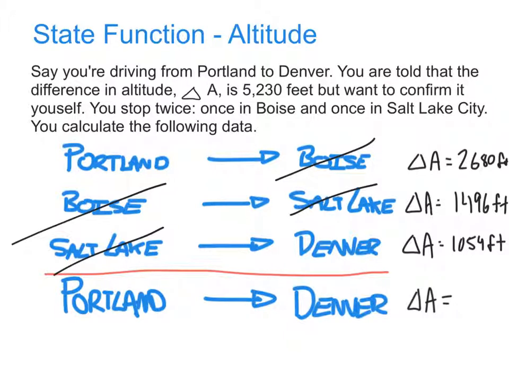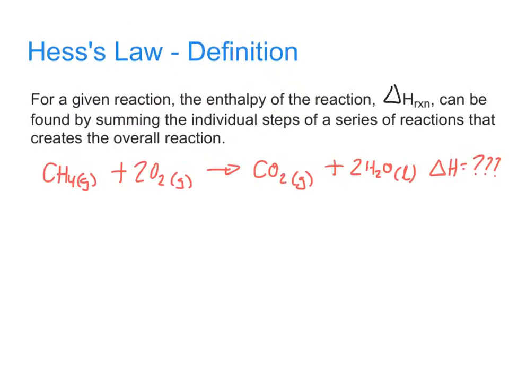In order to calculate the overall altitude change, what you do is add up the altitudes that you are given. In this case, we know that Portland to Boise is 2,680, Boise to Salt Lake is 1,496, and Salt Lake to Denver is 1,054. And when you do, you discover that your overall altitude change is 5,230 feet. Thus proving that yes, altitude is a state function, and only the initial and the final states matter overall. So here is the technical definition then for Hess's law.